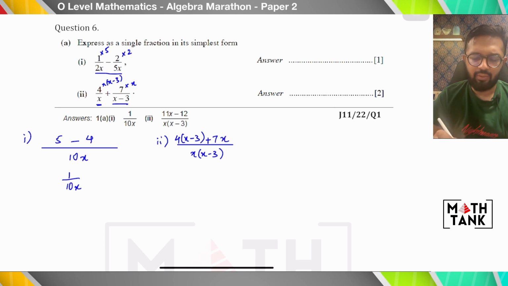In these cases where you don't have a common factor in the two expressions, you can just multiply it like that and multiply it like that. A lot of you must have learned it that way. It's fine if you remember it that way. So what do I get? I get 4x minus 12 plus 7x.